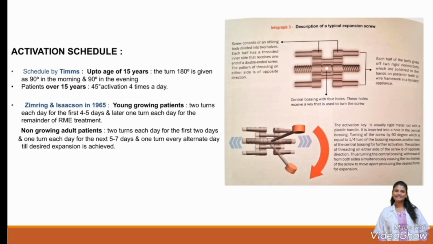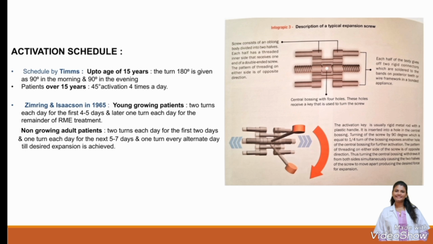According to Zimring and Isaacson in 1965, young growing patients should be given 2 turns each day for the first 4 to 5 days and later 1 turn each day for the remainder of RME treatment. Non-growing adult patients, 2 turns each day for the first 2 days and 1 turn each day for the next 5 to 7 days and 1 turn every alternate day till the desired expansion is achieved.